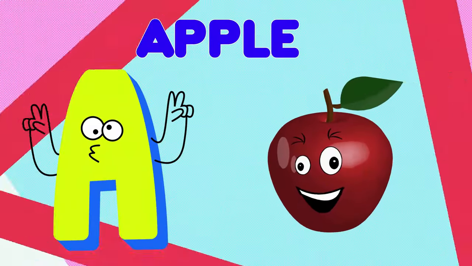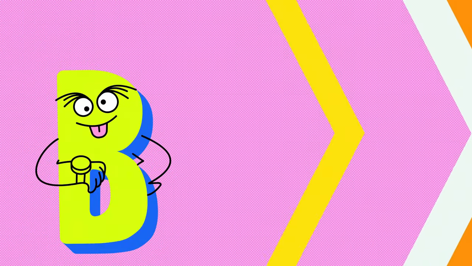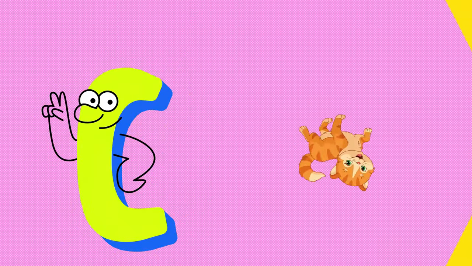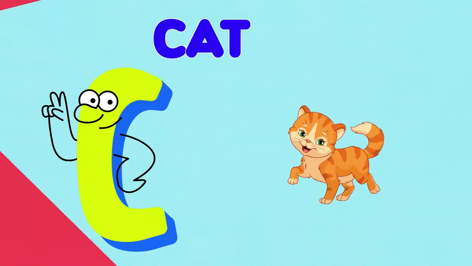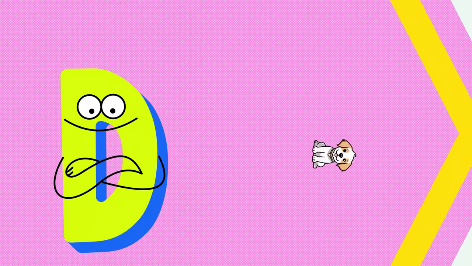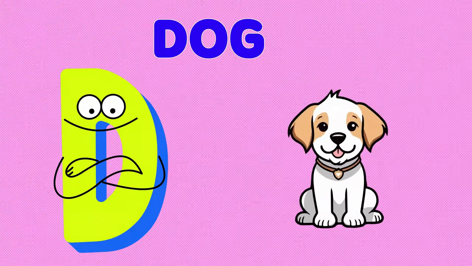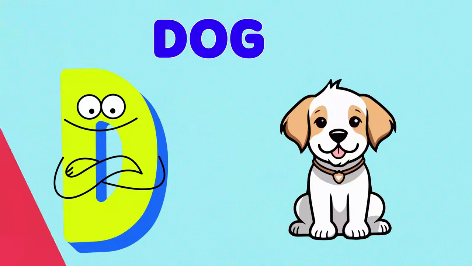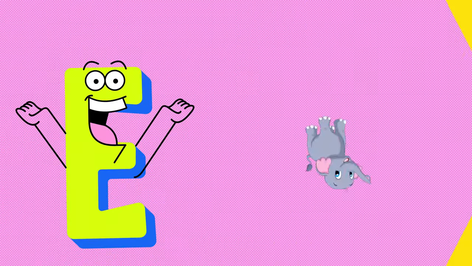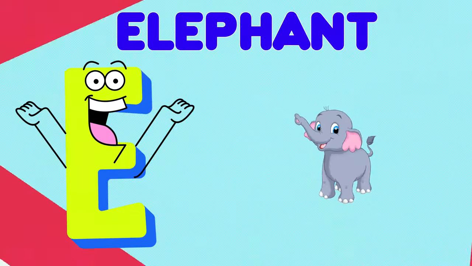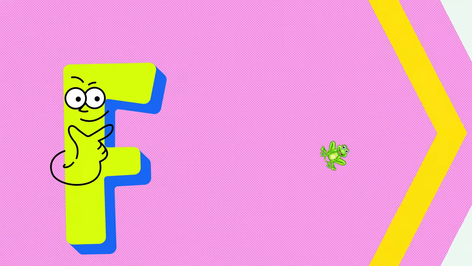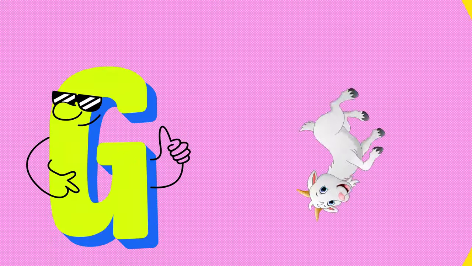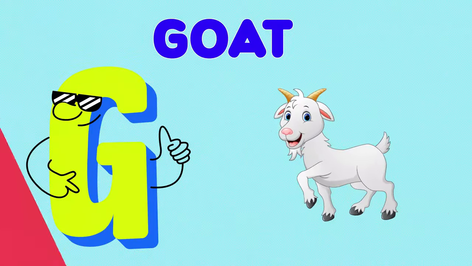A is for apple. A, a, apple. B is for ball. B, b, ball. C is for cat. C, c, cat. D is for doll. D, d, doll. E is for elephant. E, e, elephant. F is for frog. F, f, frog. G is for goat. G, g, goat.